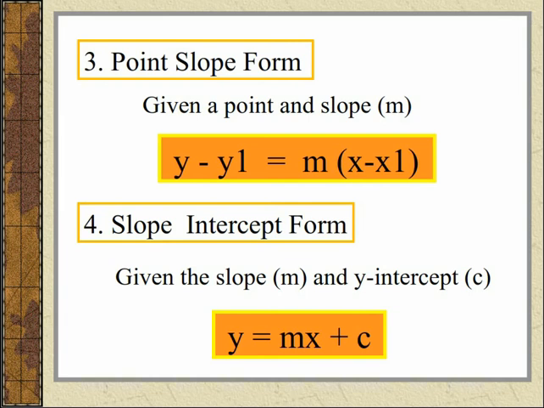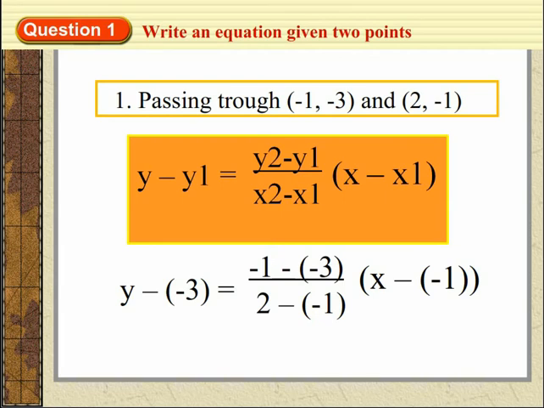Moving on, we are going to solve a single question with these 3 types of forms. First, question number 1. These are called classical questions. It says write an equation of the line passing through these 2 points: (-1, -3) and (2, -1). This is x1, this is y1, this is x2, this is y2. So this is going to be solved with the 2-point form.